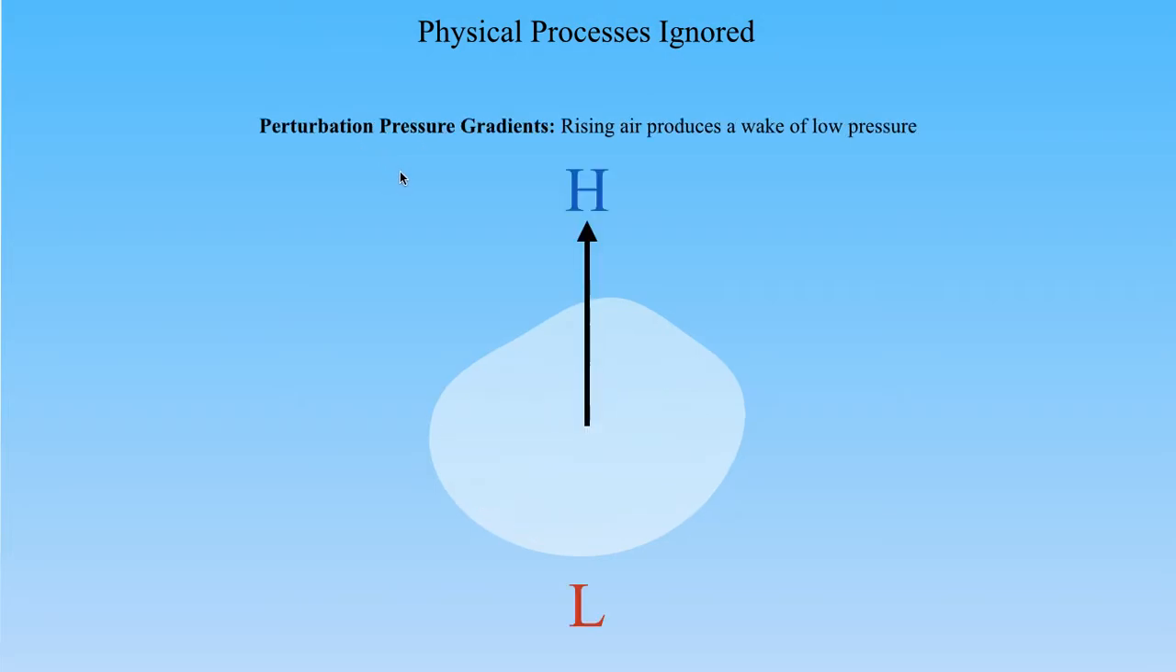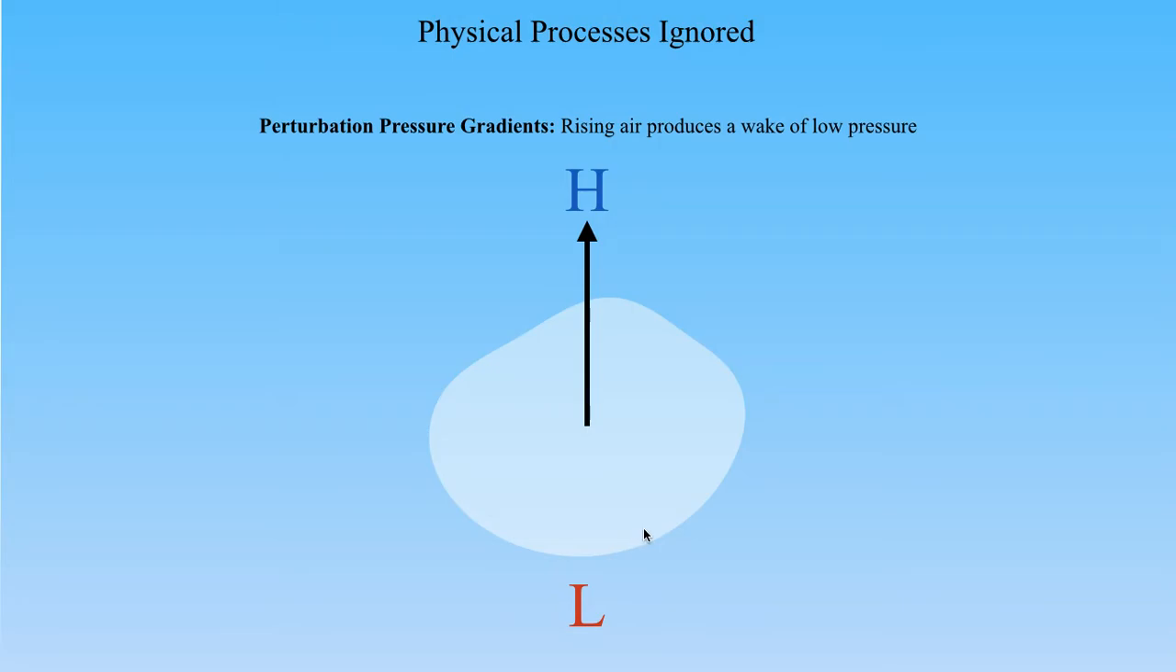The second process that we ignored is the technical term for this is perturbation pressure gradients, but basically what happens is if you've got a rising current of air, you're going to be compressing the top of the air and leaving a wake behind the rising air. So as this air parcel rises upward, it's going to be compressing the air above it, which is going to result in a local, very small region of high pressure. And then as the air parcel accelerates upward, it's going to leave a wake of low pressure.